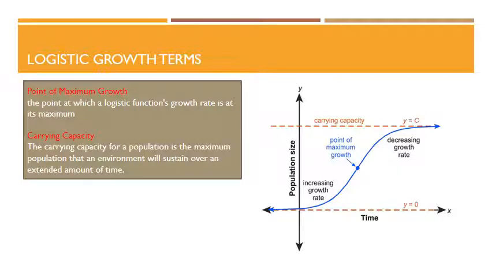All right, so here are some logistic growth terms. We have the carrying capacity, that is your top asymptote, where y equals c. And then you have the decreasing growth rate. You have the point of maximum growth, that's the point where the growth is the maximum, or the slope is the maximum, it's increasing the most. And then you have the increasing growth rate at the beginning. Okay, and then your bottom asymptote is at y equals 0.